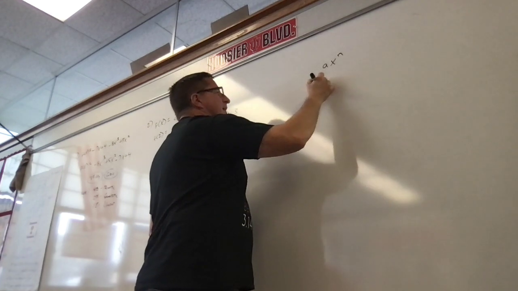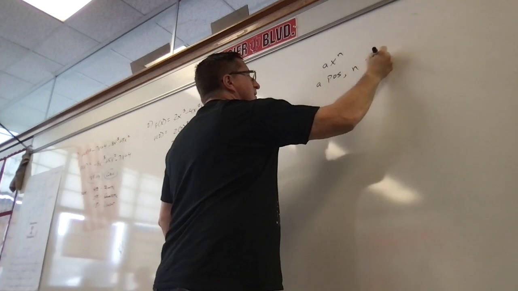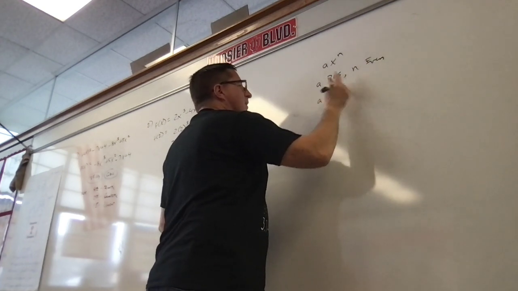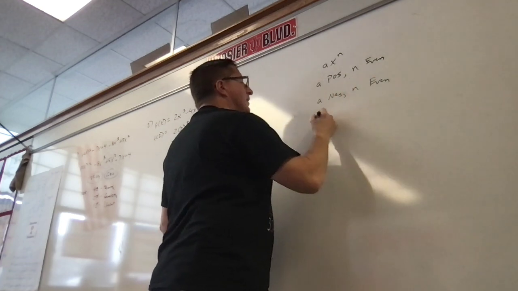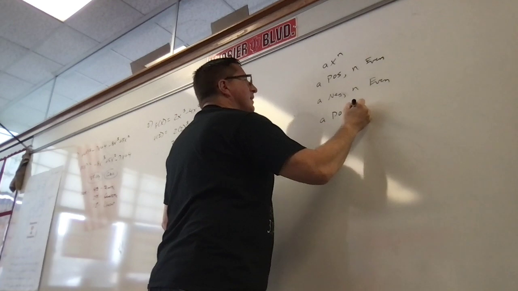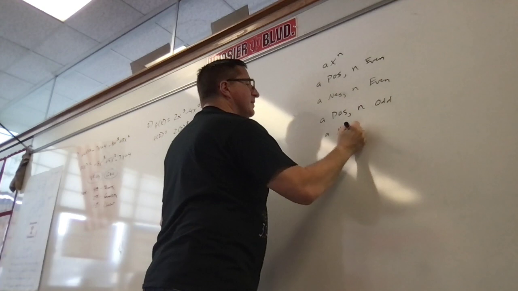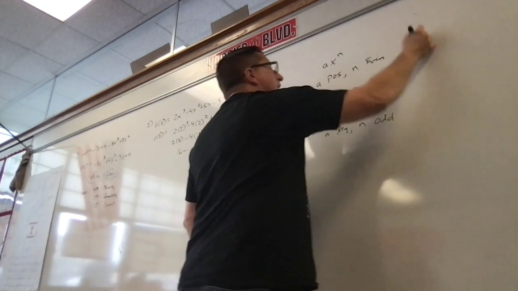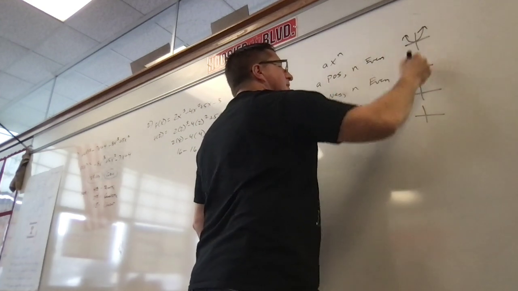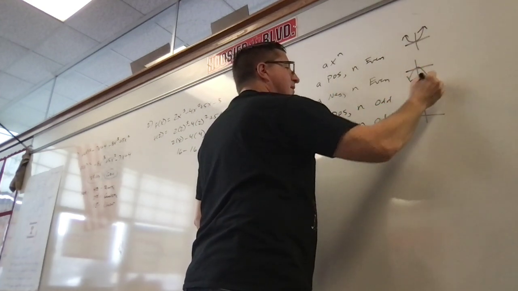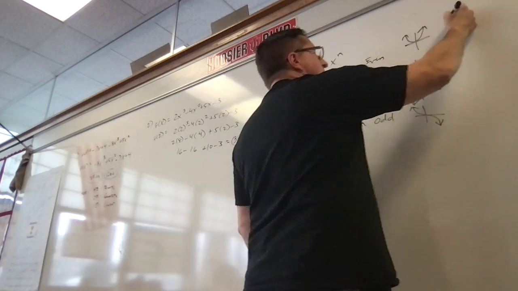Ax to the n. A is positive, n is even; A is negative, n is even; A is positive, n is odd; A is negative, n is odd. And then the graphs look like this. They generally look like this. Here, here, here, and here. And then it says this.